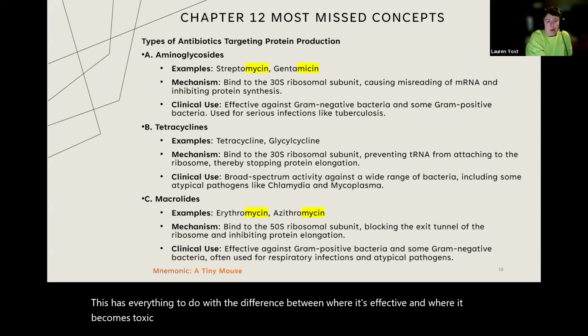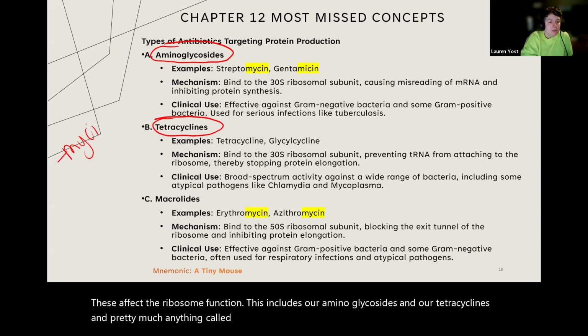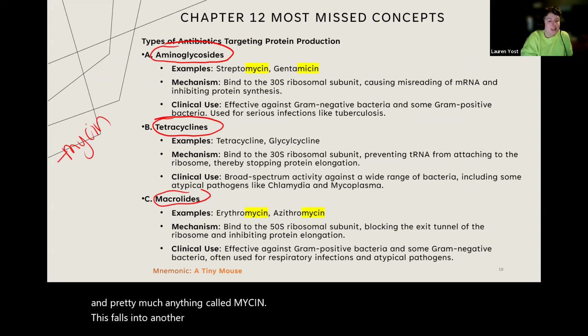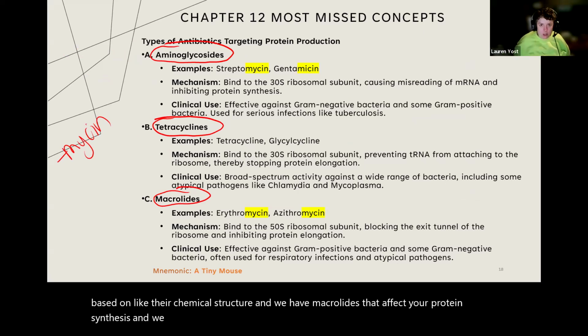So now let's go over our protein targeting drugs. These affect the ribosome function. This includes our aminoglycosides and our tetracyclines and pretty much anything ending in mycin. This falls into another group, the macrolides. I'm just going to say this, the macrolides are based on their chemical structure, and we have macrolides that affect your protein synthesis, and we have macrolides that are associated with antifungals.